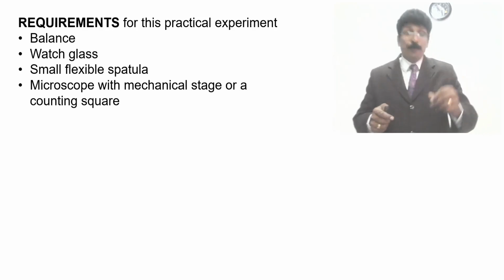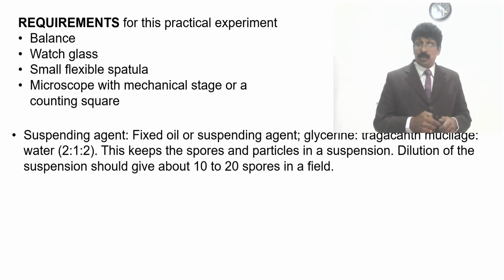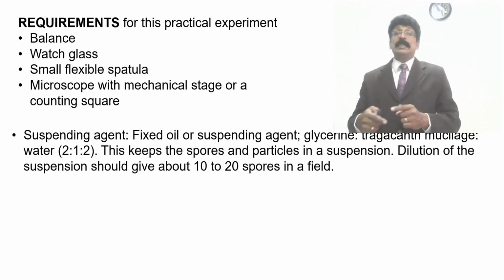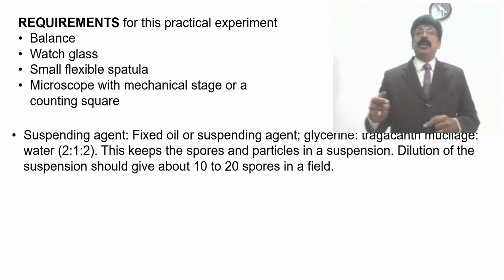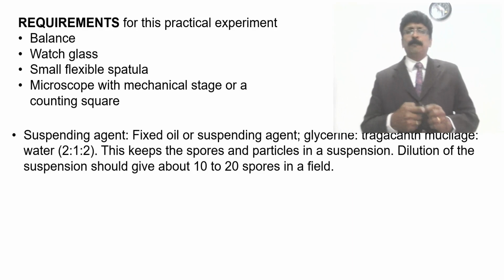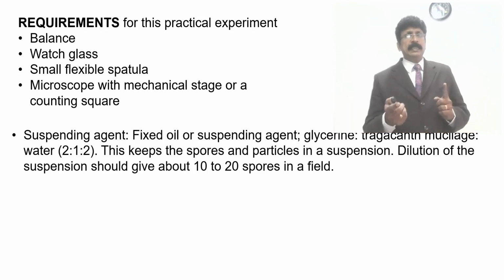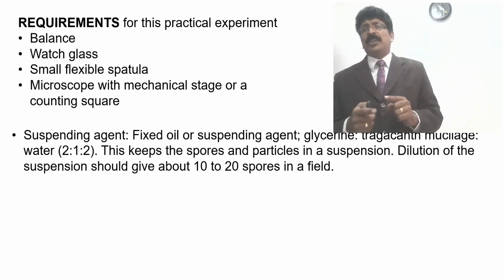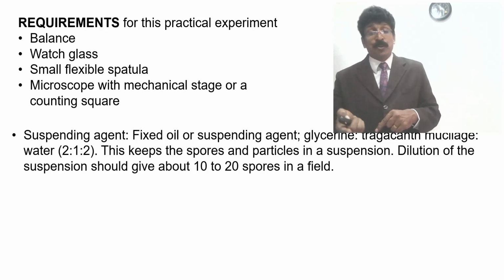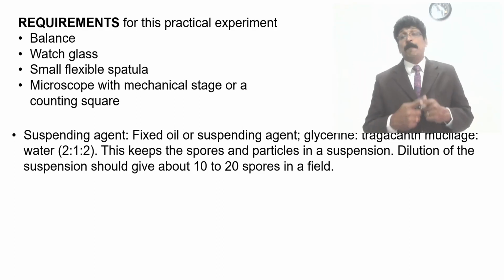The area wise counting is needed, and a counting square is also needed, and a suspending agent, because you should make it as a small slurry and then only it will be applied. So a suspending agent: fixed oil, or a suspending agent of glycerin, tragacanth mucilage, water in a ratio of 2:1:2. Glycerin, tragacanth mucilage, water, 2:1:2. That can also be used as a suspending agent. This keeps the spores and the particles in suspension.